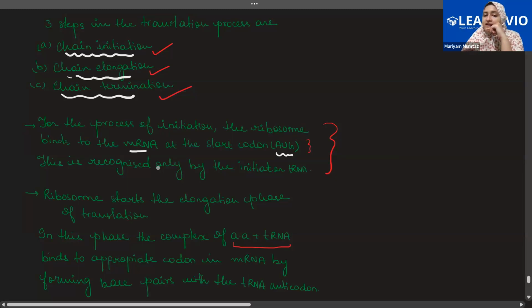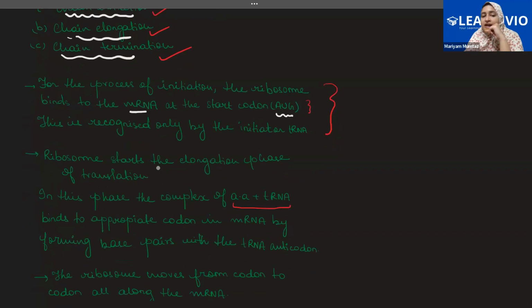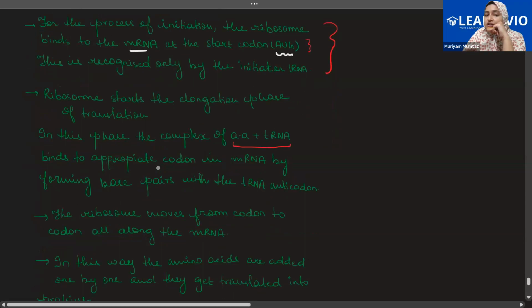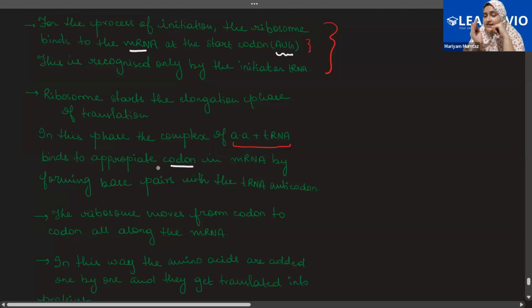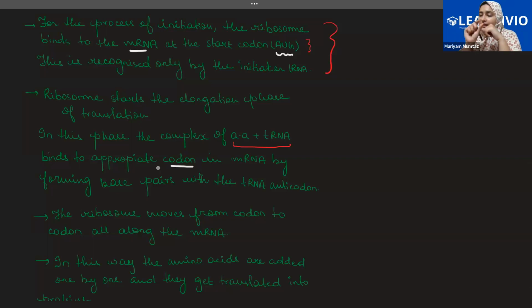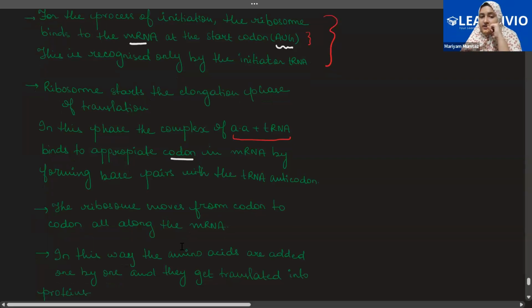Now, this is recognized only by the initiator tRNA. Now, the ribosome starts the elongation phase of translation. In this phase, the complex of the amino acid along with the tRNA, meaning the charged tRNA, starts binding to the codon present on the mRNA and starts forming the base pair, so that throughout the length of the mRNA, base pair formation takes place.